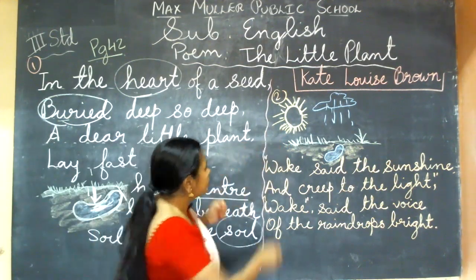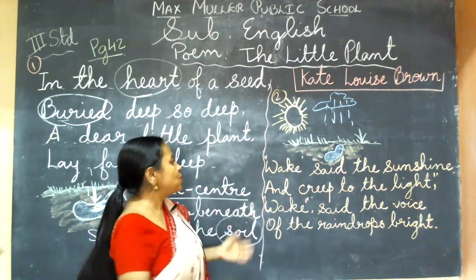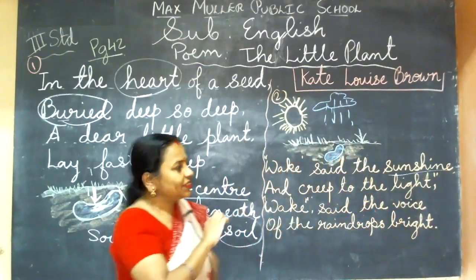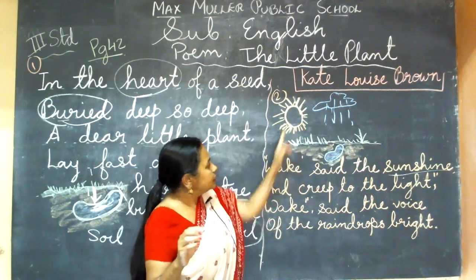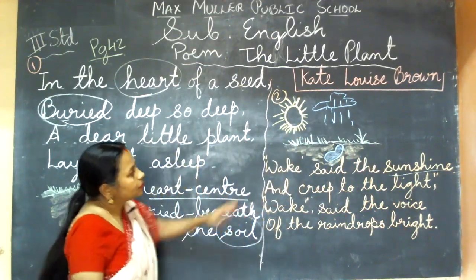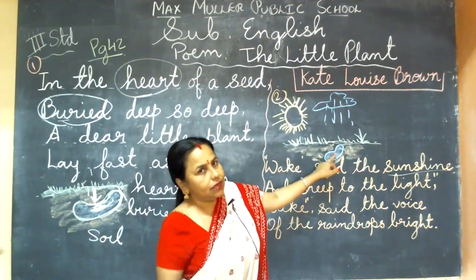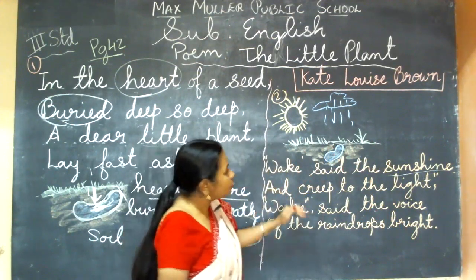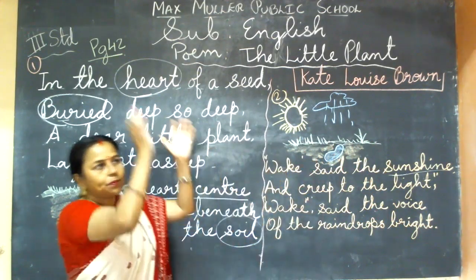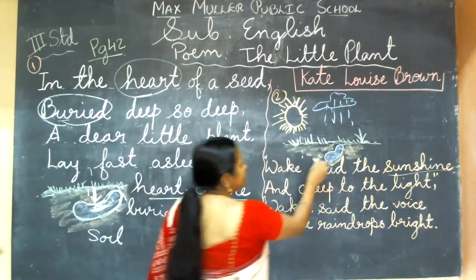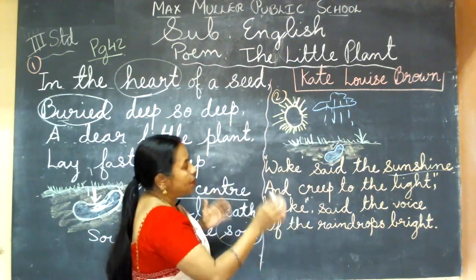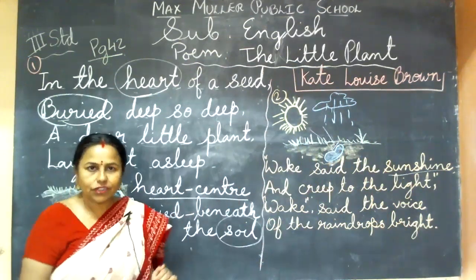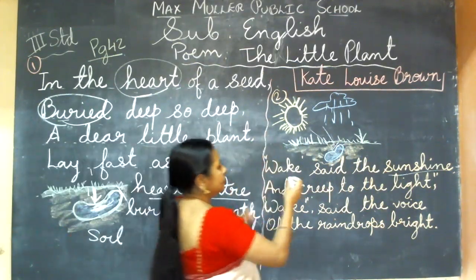The sun is coming and telling, wake, wake means get up, don't sleep so much. Wake, said the sunshine. Okay, so beautifully she is explaining, see, the sun is coming and saying, for whom? For the baby plant inside the seed. Wake, said the sunshine. And creep to the light means, telling the baby plant, creep means you just grow up. You just come out from the seed and come up towards me. Means you just come out from your seed. For the baby plant, the sun is telling. Okay, this is the sun.